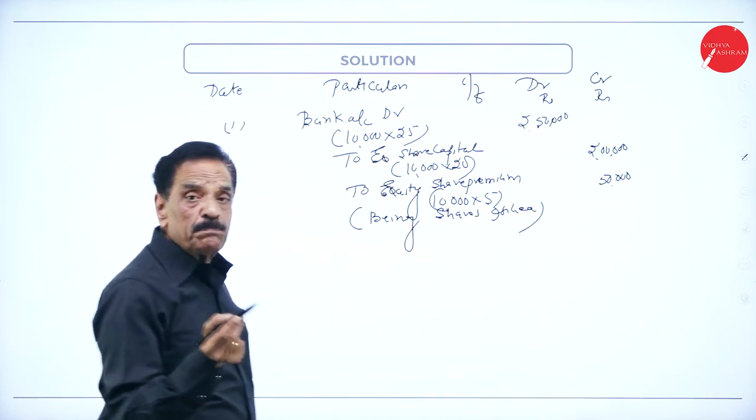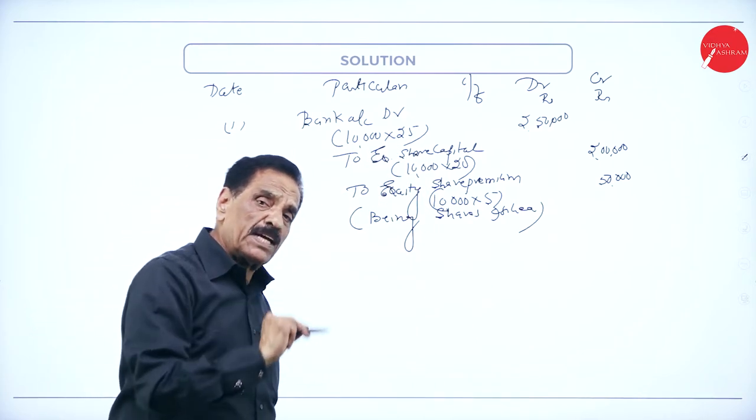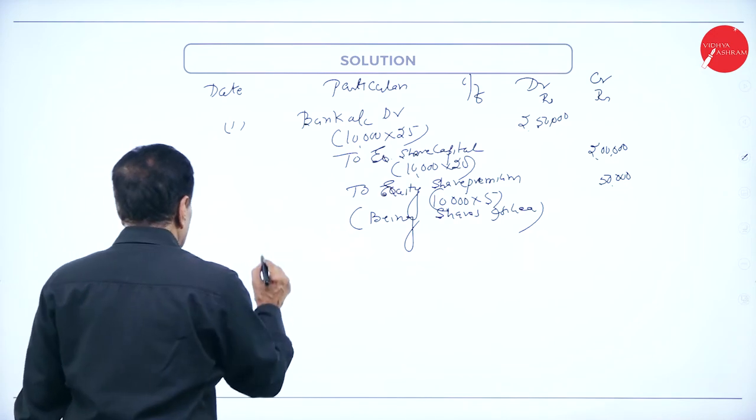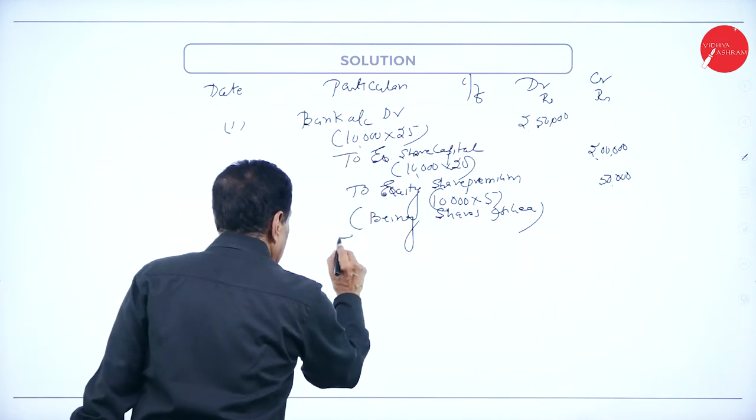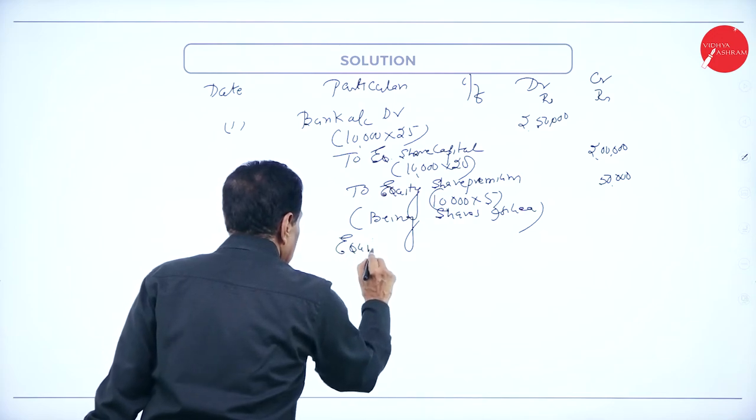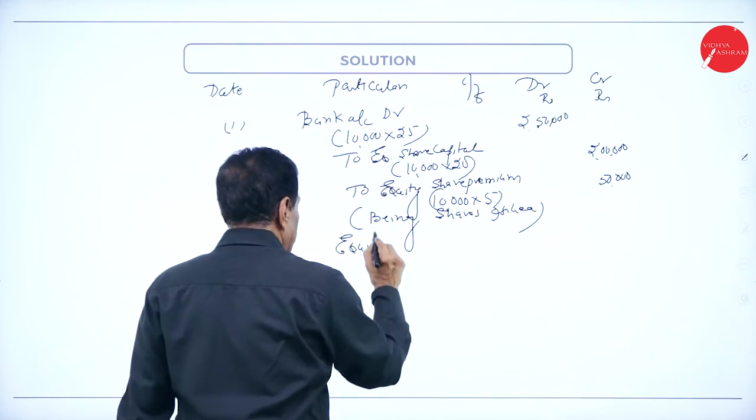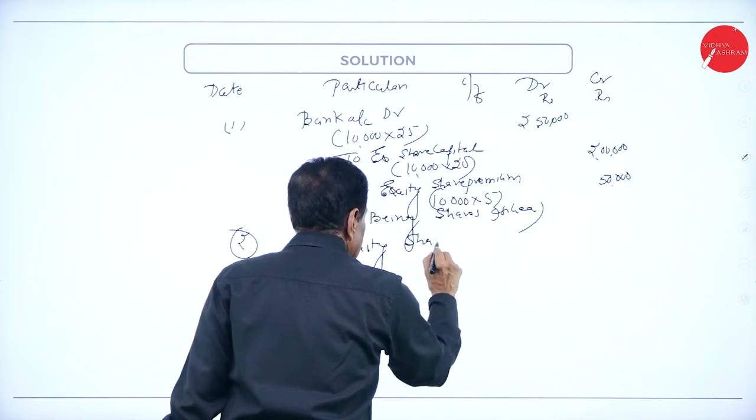How much premium is payable? 50,000, paid out of the equity share premium. Number two, equity share premium account debit.